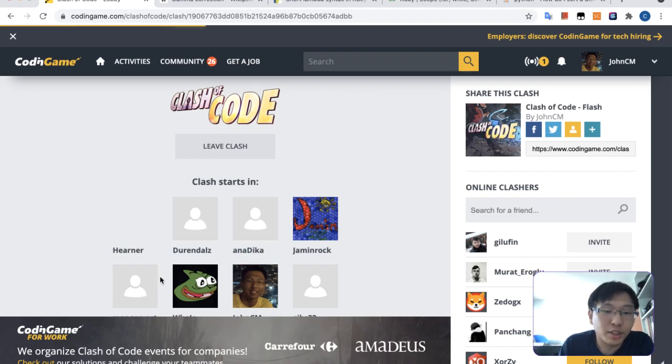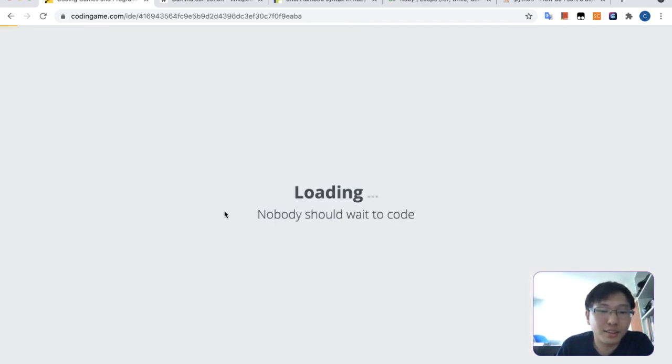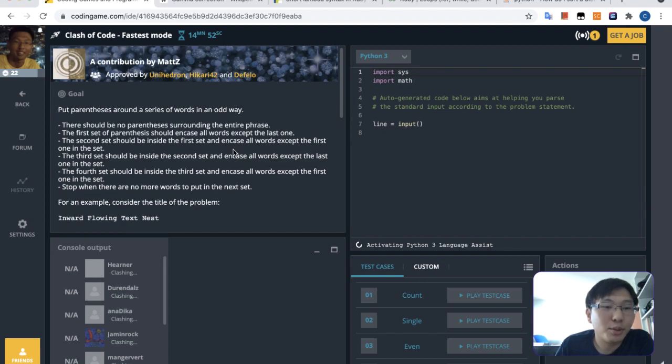That looks like the Equinox logo. It's called whale now. Put parentheses around words. Oh, I did this before.